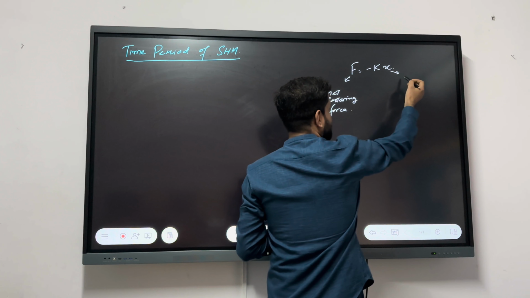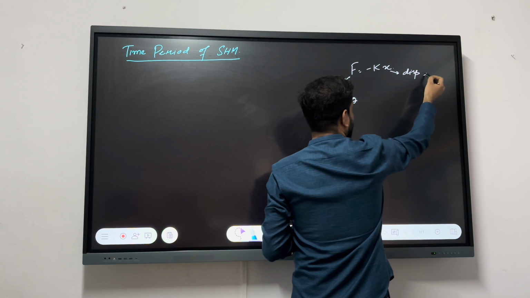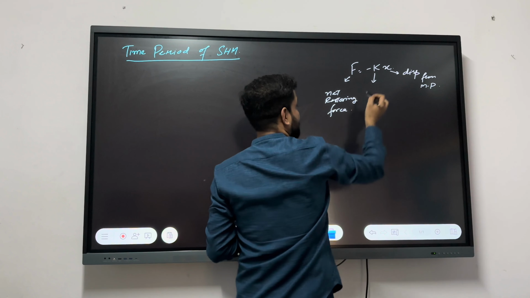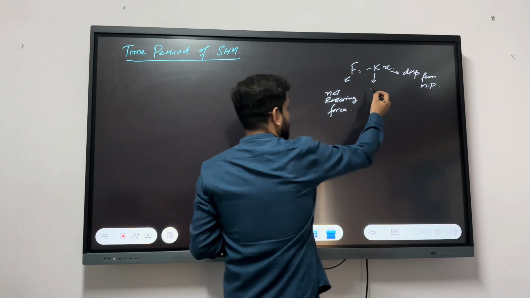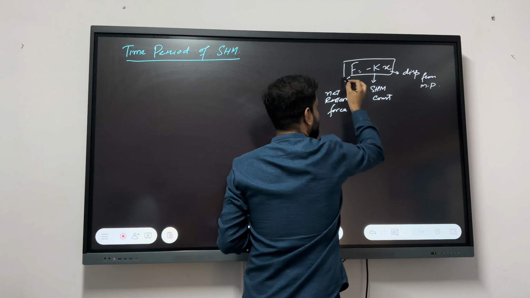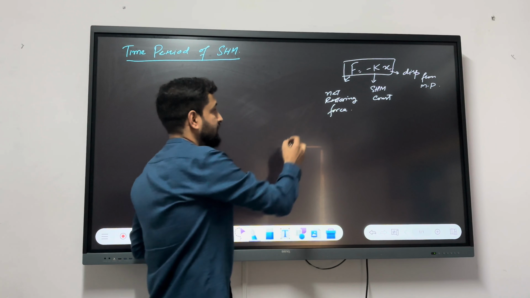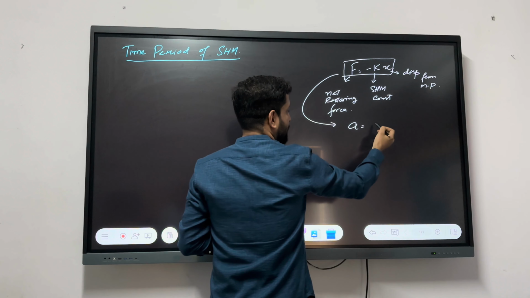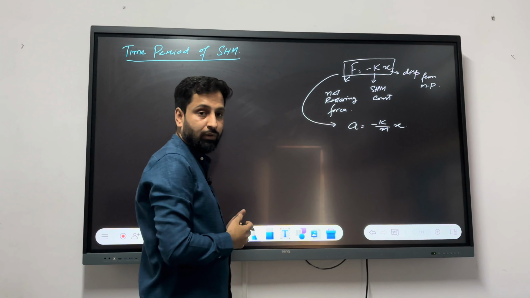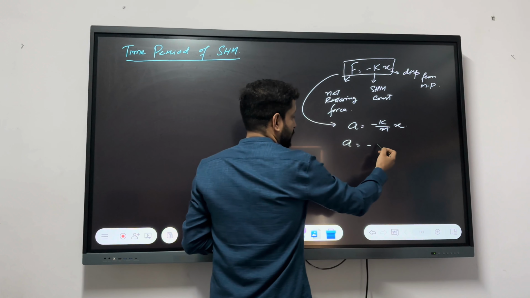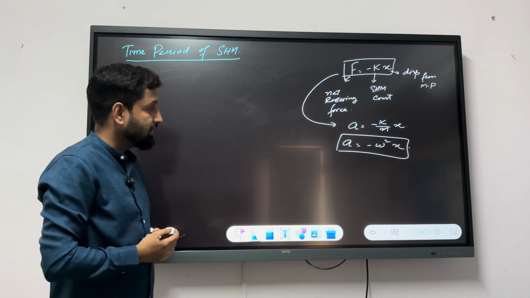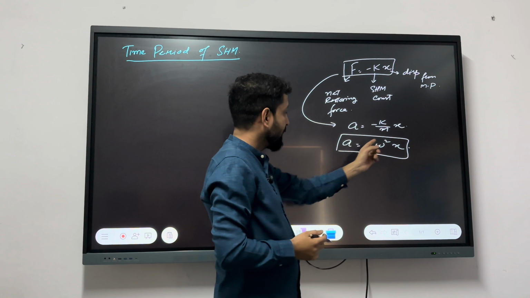Here x is the displacement from mean position, and K is the SHM constant. From this equation, F is equal to minus Kx, we can write a is equal to minus K by m into x, which we have already discussed, and which is equal to minus omega square x. Here a is the acceleration of the body which is doing SHM.